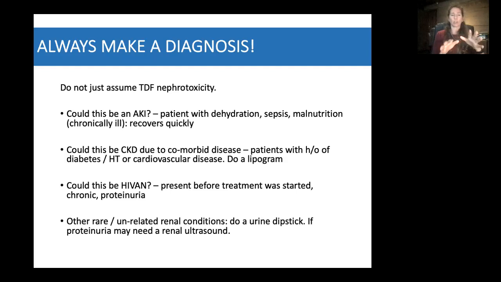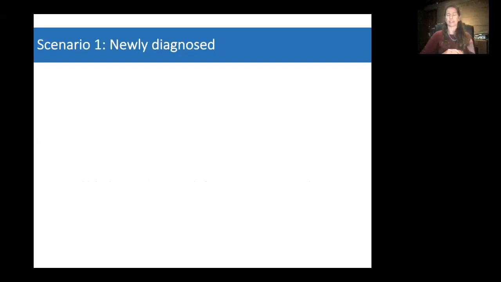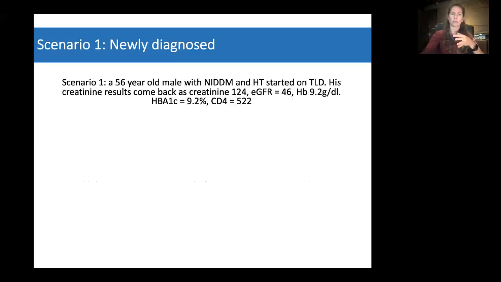And then, of course, I'm not covering all those rare and unrelated renal conditions like glomerulonephritis. Do a urine dipstick. If there's a lot of proteinuria, you might need to do a renal ultrasound and investigate further. So that's a very quick diagnostic thinking process you want to go through when you see that creatinine. So I'm going to go through my 3 scenarios. Don't worry, it's going to be very quick. It's just for you to understand the principles.